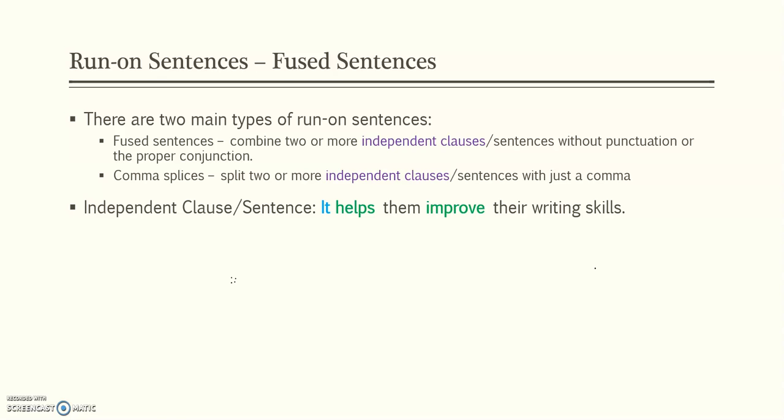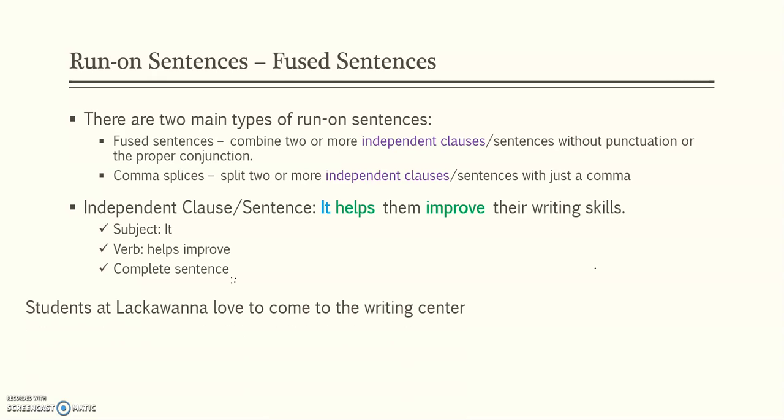Here's an example of another sentence, or you can call it independent clause. It helps them improve their writing skills. Here we have a subject, it. We have a verb, helps improve. And this is a complete thought and complete sentence all on its own. Where we get into trouble is when we combine sentences, which you should combine sentences occasionally in your writing to make it stronger and vary your structure.